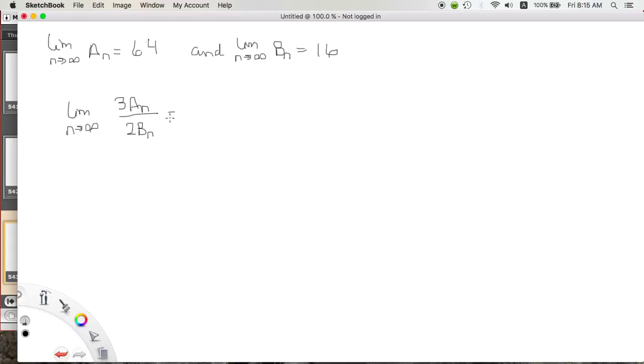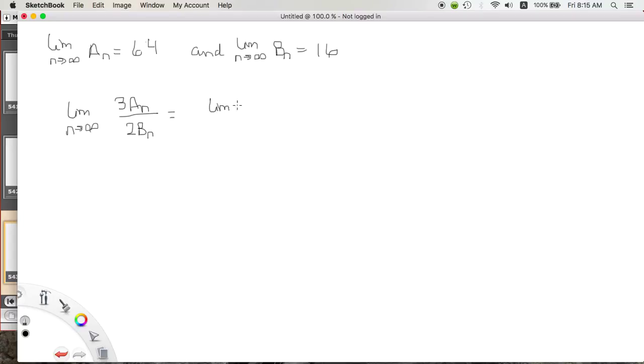So if we have the limit as n goes to infinity of some sequence a_n equals 64, if I can read my writing here. And we know that the limit of some other sequence b_n equals 16, and we want to find the limit as n goes to infinity of 3 times a_n over 2 times b_n. So with all those properties we just looked at, we can split it up.